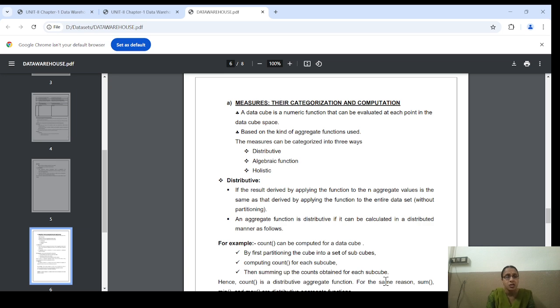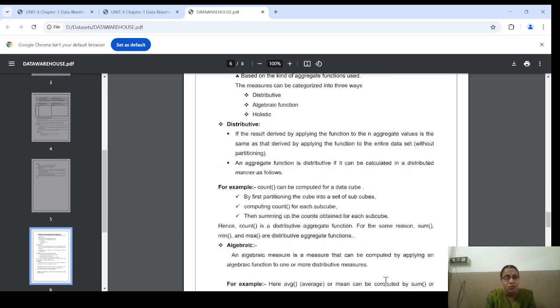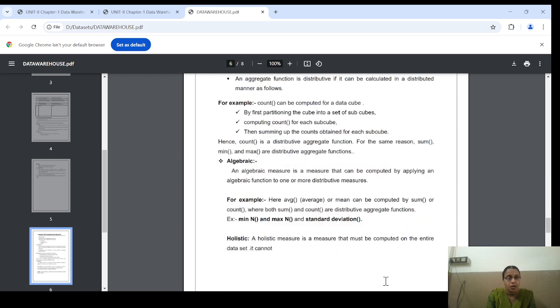If an aggregate function is distributive, it can be calculated in a distributed manner as follows. The best example for distributive is count. The count can be computed for a data cube by first partitioning the cube into a set of subcubes, computing the count for each subcube, and then adding the counts obtained for each subcube. Here count is a distributive aggregate function, and for the same reason sum, min, and max are distributive aggregate functions.